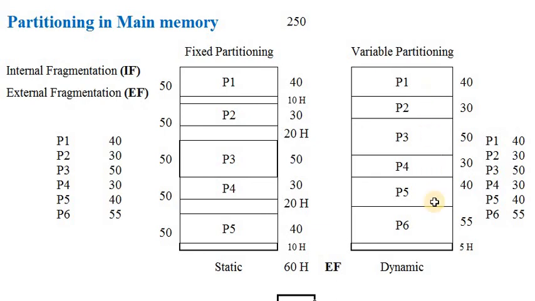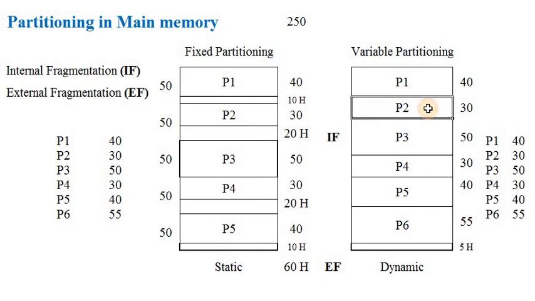But in variable partitioning, external fragmentation is there too. In fixed partitioning, both internal and external fragmentation are there. But in variable partitioning, only external fragmentation will be there. How will only external fragmentation be there? Let me explain the same.